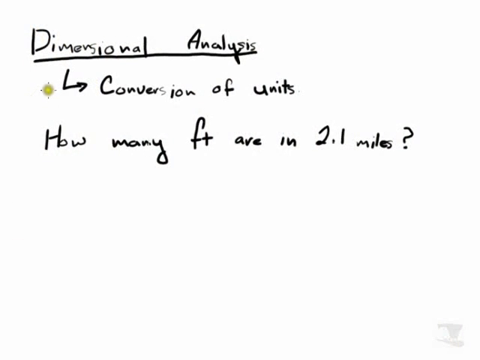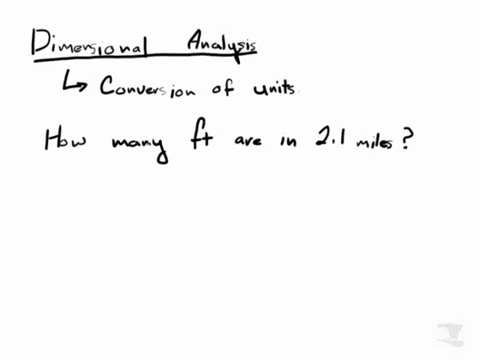Dimensional analysis is a mathematical technique that allows us to convert units from one form to another. It's fairly easy to convert metric measurements into each other, since they're multiples of 10. But in the imperial system, with feet and miles, sometimes that gets a little bit difficult. And so we use this technique called dimensional analysis.